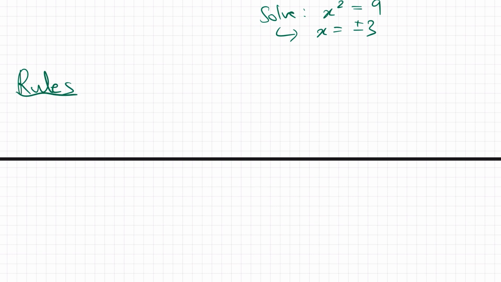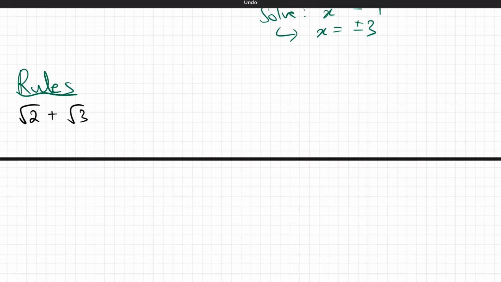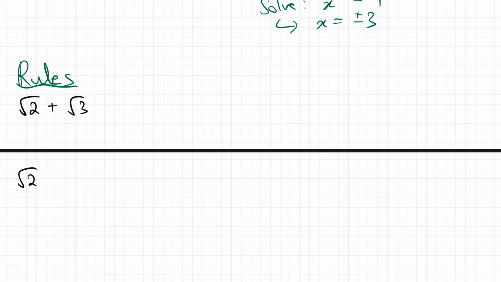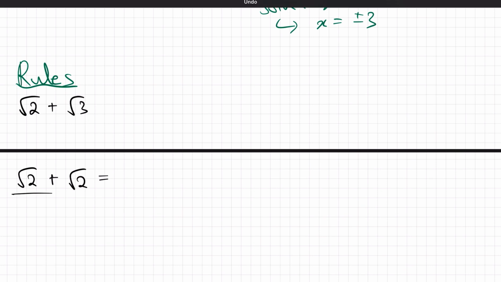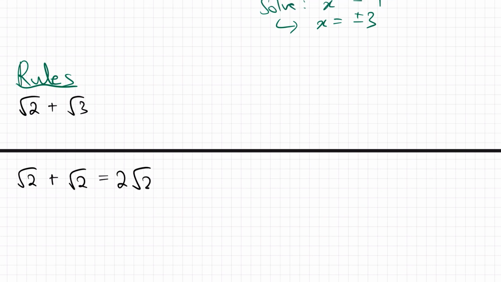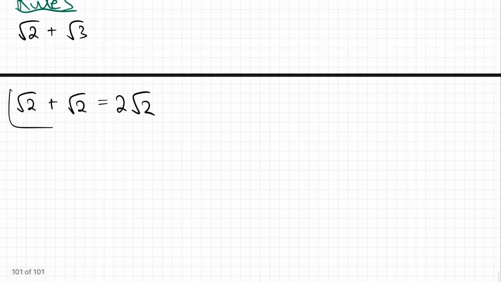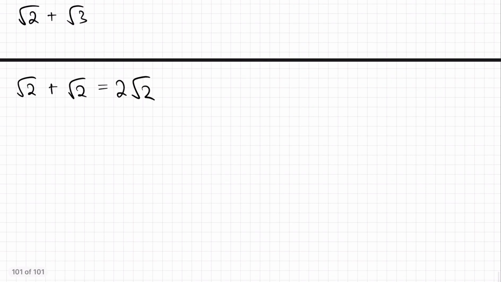The rules, pretty simple stuff. When you have two surds, let's say we have root 2 plus root 3, we can't simplify this at all because these are completely different terms, can't be simplified. This is just stuck, so let's just leave that like that. If we had root 2 plus another root 2, then we can combine like terms, and that's going to give us 2 root 2. Okay, so that's just basic algebra, nothing too special going on there.